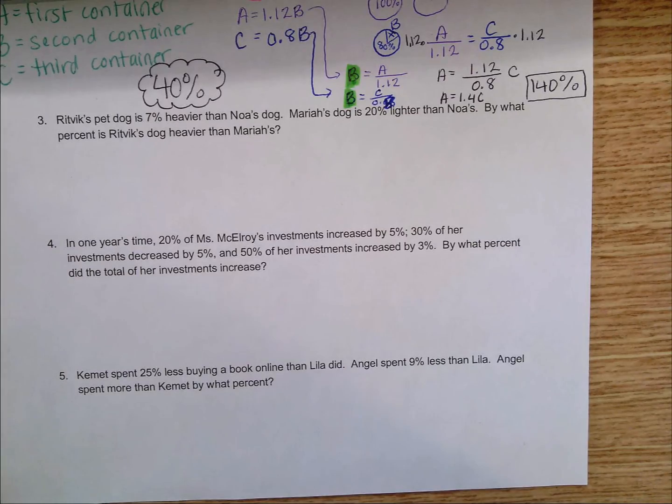Number 3. Ritvik's pet dog is 7% heavier than Noah's dog. Mariah's dog is 20% lighter than Noah's. By what percent is Ritvik's dog heavier than Mariah's?